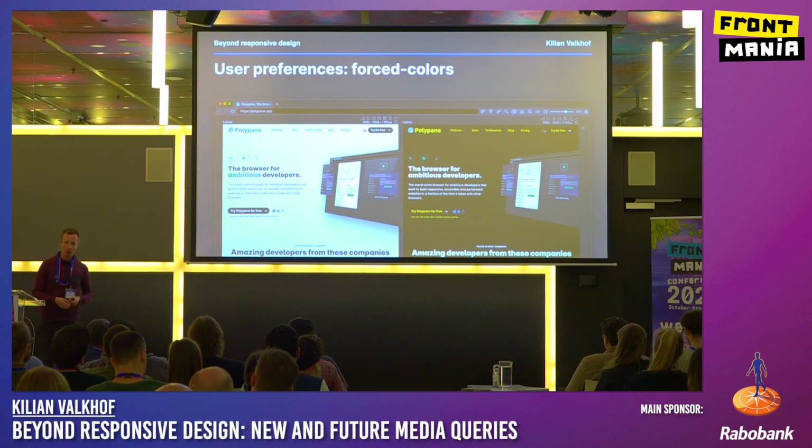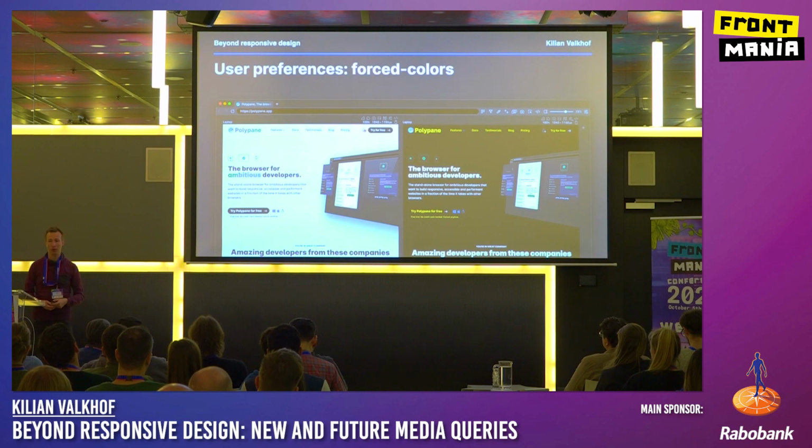Now, a year ago, I would have told you that you needed a real physical Windows device to test forced colors, but that's not the case anymore. In Chromium-based browsers like Edge, Chrome, and yes, Polypane, you can now turn on forced color emulation. And by switching between dark and light modes, you can also test two different forced color modes, light on dark and dark on light. So this makes it really easy to test and fix your website.